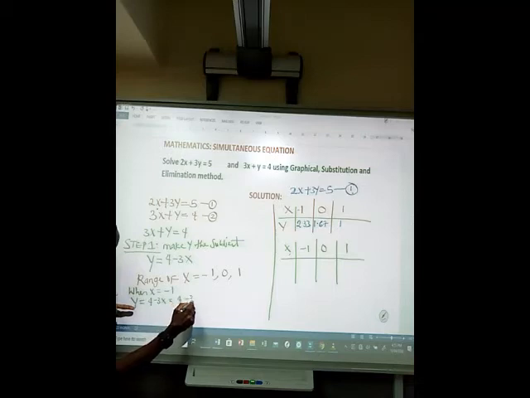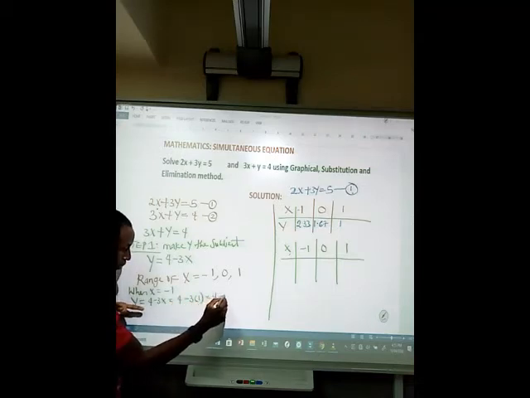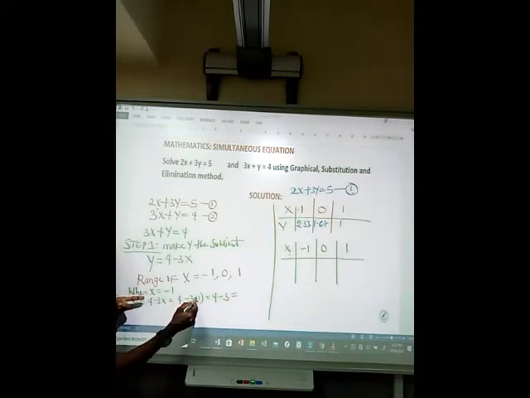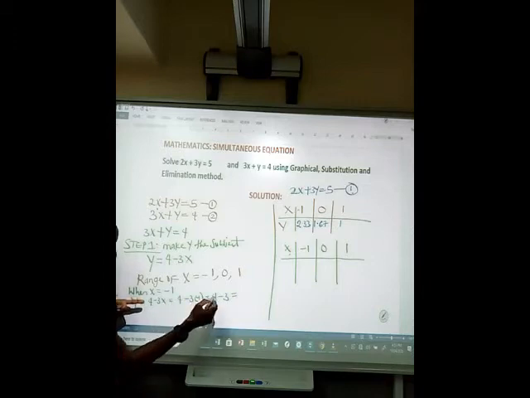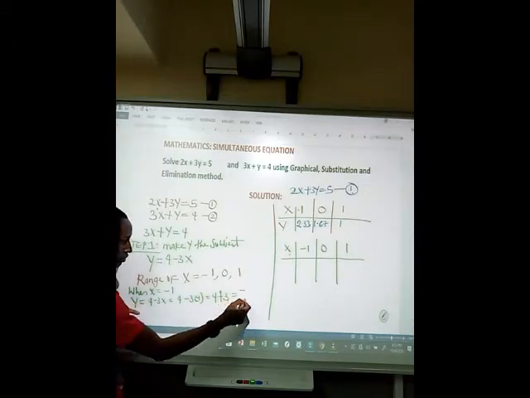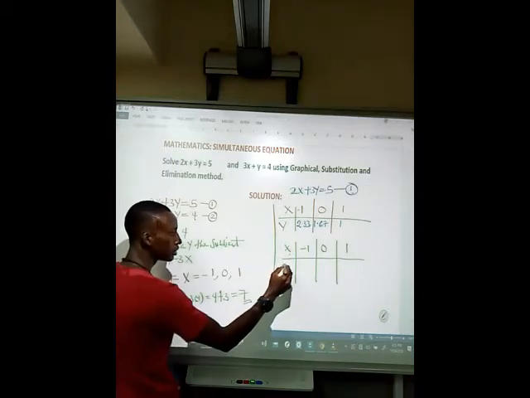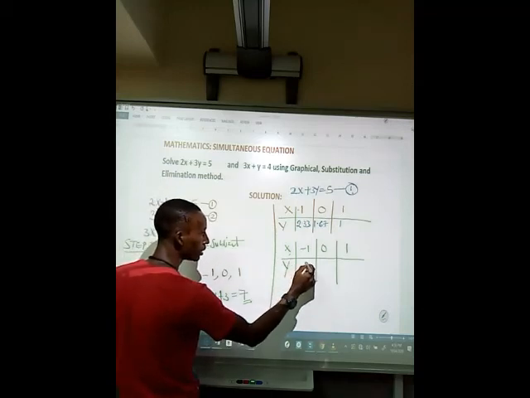4 minus 3 into bracket minus 1. So which is equal to 4 minus 3, which is equal to what? Okay, sorry. When this is minus 1, you are going to be adding 4 plus 3, which gives you 7. So at this point you have y is 7.